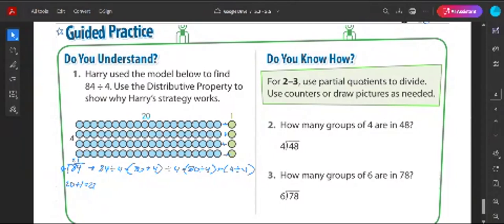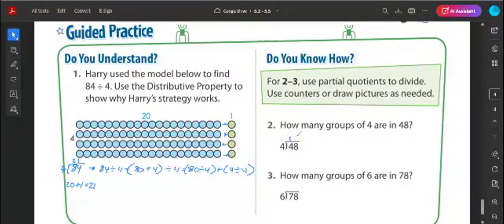For number 2 to 3, use partial quotients to divide. Use counters or draw pictures as needed. So how many groups of 4 are in 48? So looking at 4 and 48, I know that there's going to be at least 1 group of 4 in there, because 4 times 1 will give me 4.